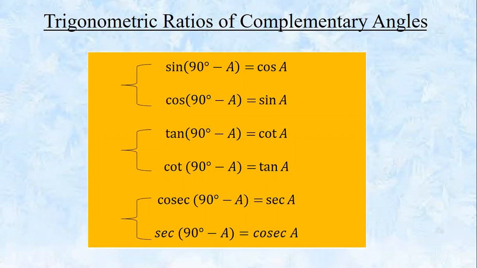Now we have the trigonometric ratios of complementary angles. Sin 90 minus A is cos A. Cos 90 minus A is sin A. Tan 90 minus A is cot A. Cot 90 minus A is tan A. And cosec 90 minus A is sec A. Sec 90 minus A is cosec A. These are the complementary angle relations.